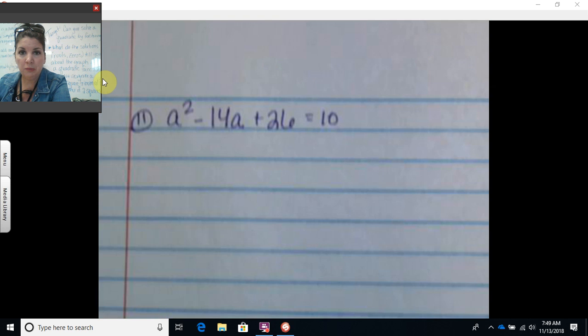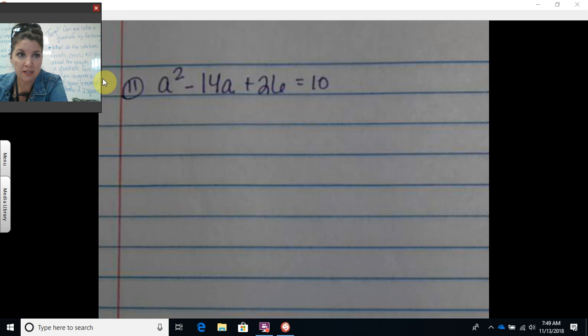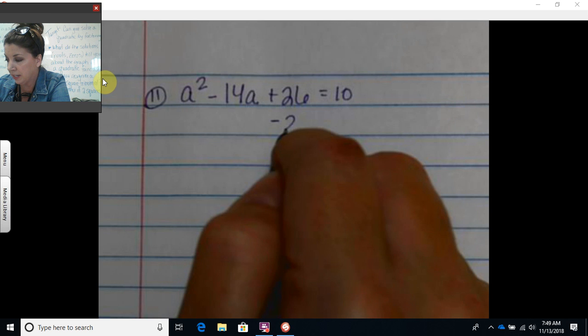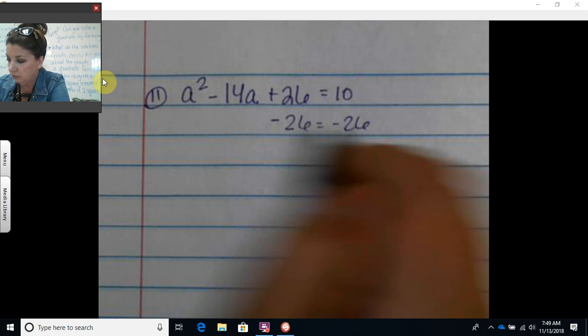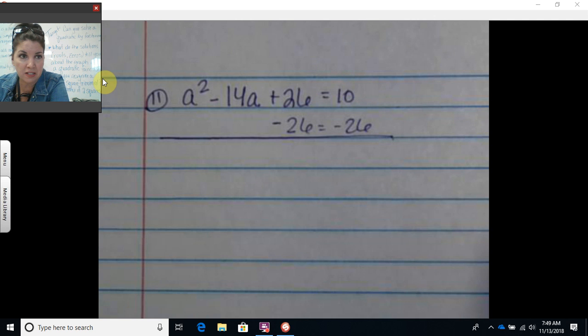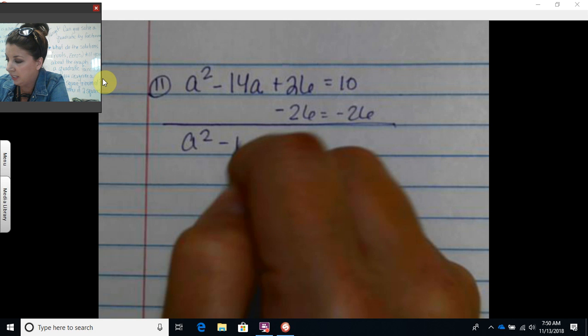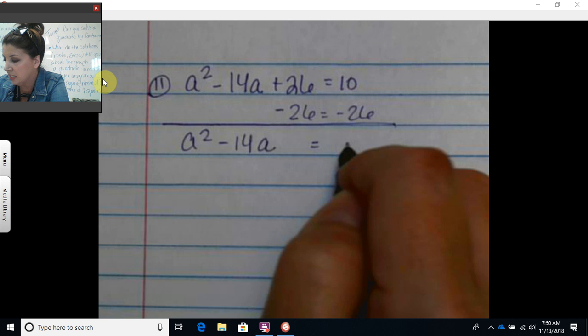So remember, when you are completing the square, it's different than factoring. It doesn't matter if there's a GCF, okay? It doesn't matter if it's a special case. If you're completing the square, you're not trying to get it set equal to 0. You're trying to get your constants all on one side. That's the first thing you do. So that's different than factoring. So I'll start off by subtracting 26 from both sides. So I have a squared minus 14a equals negative 16.